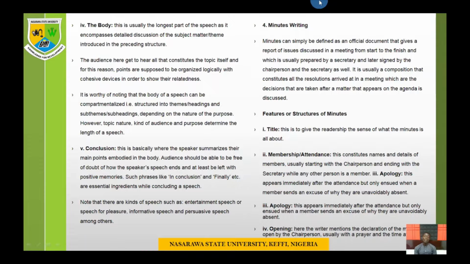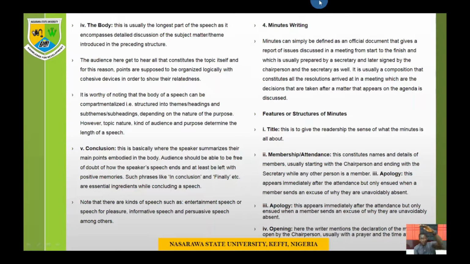The next thing is membership or attendance. As soon as you finish writing the title, what follows is the membership or the attendance. That is those people who are present in the meeting, who are members of that particular meeting. But there is a rule here. Every minute must start with the chairperson. The chairperson's name must start. For instance, in a faculty, the board meeting is chaired by the dean of the faculty. So the dean's name should appear first. Then against it, you write chairman, or chairperson if the person is female. You have to indicate.